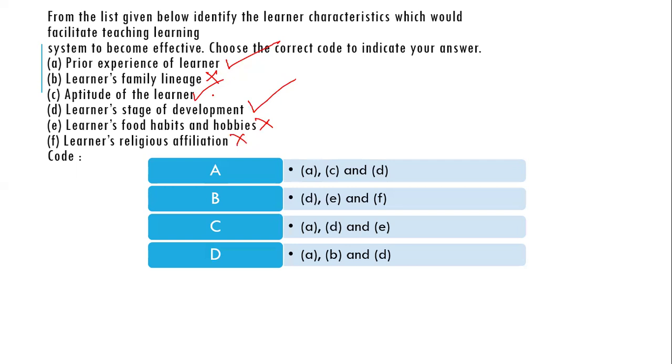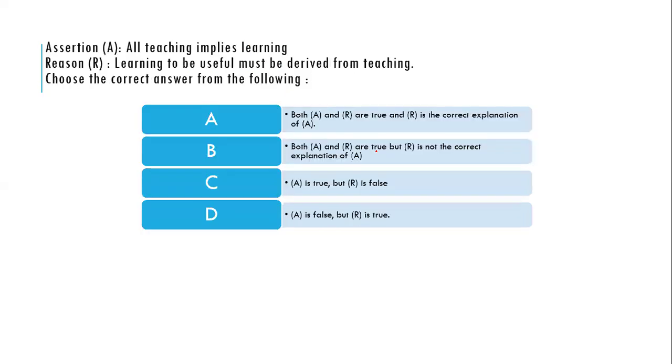So we are left with A, C, and D. So the answer would be A, C, and D. Yes, that's the right answer. All teaching implies learning. Assertion: learning to be useful must be derived from teaching. Okay. All teaching implies learning. That is true. Learning to be useful must be derived from teaching. So someone who has to learn must learn from teaching, so it would be useful.